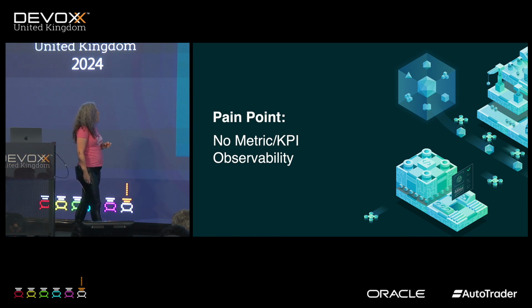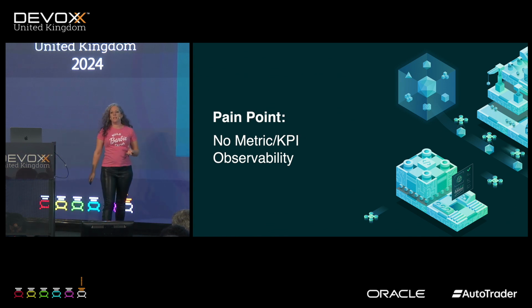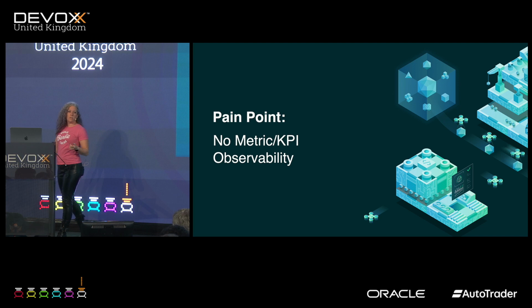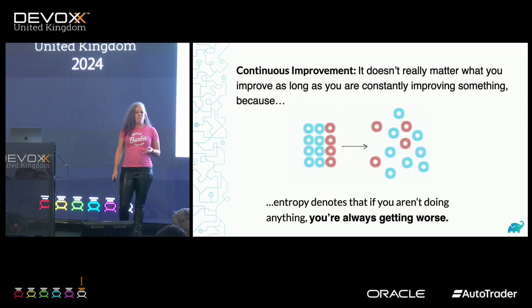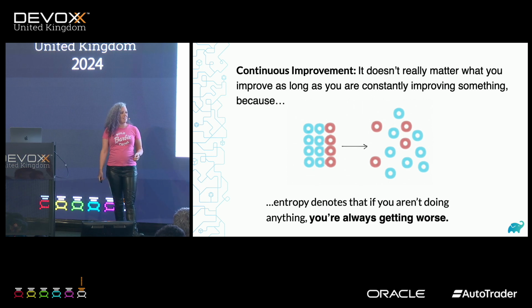No metric/KPI observability. No data, basically. You have no idea what's going on. Let's say you actually spent time optimizing your build and looking for pain points and identifying flaky tests. And then you go, right, we're done, right? We fixed it all. Everything's great. But, I mean, you know how code works. Over time, even if you don't make changes, things just get worse.